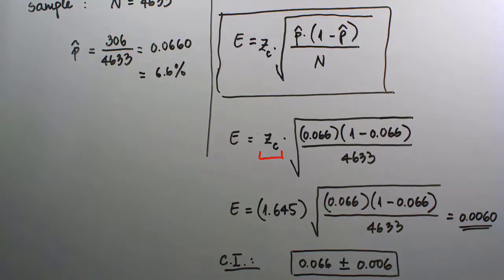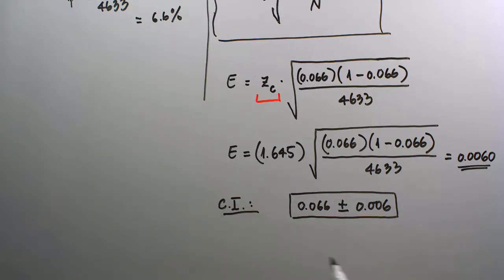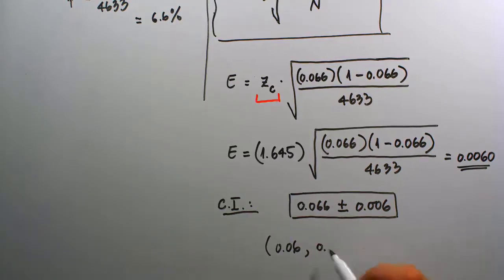And in traditional interval format showing low and high, the low can simply be found by subtracting this margin of error from our sample value. So 0.06 is our low end, and the high end will come out by simply adding this margin of error to the sample value in the middle. So our high end will come out consequently to be 0.072.